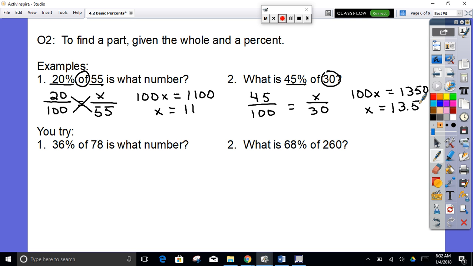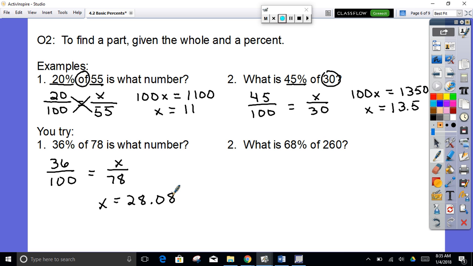Okay, next 2 are for you to try. These are fairly easy because in each objective that we do, they're all set up the same way. So I'll just give you a minute to solve these. Okay, Carly, the first one. I got 28.08. Good. How did you set it up? I did 36 over 100 equals x over 78. Okay, and x equals 28.08. Okay, good. Any questions about that one?